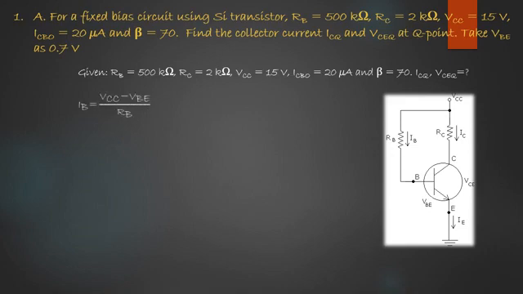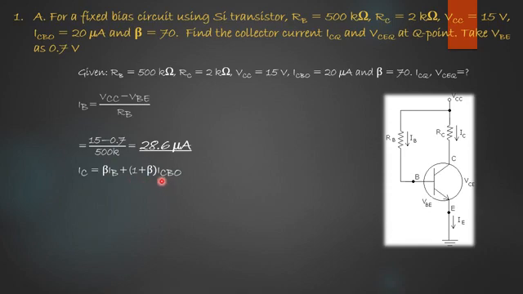So first we need to find out the value of IB. IB is nothing but VCC minus VBE divided by RB. That gives us the value of IB. The substitution of all the parameters which have already been given gives us the value of the base current to be 28.6 microamperes.